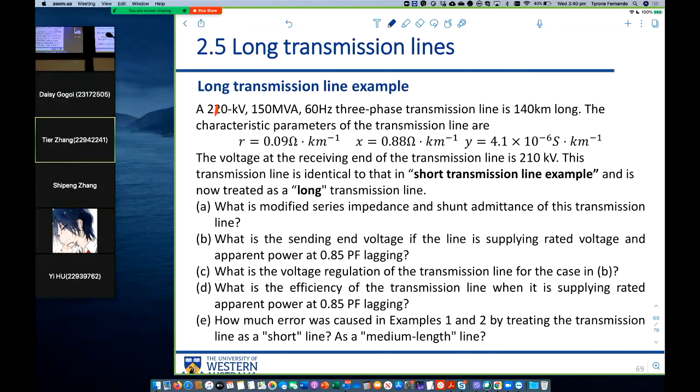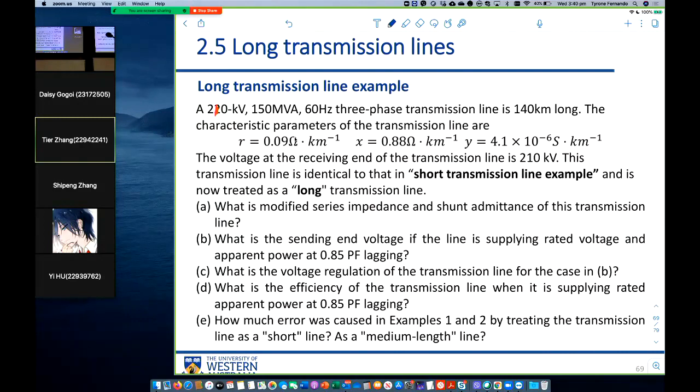Again, the series resistance per kilometer is that many ohms. The inductance value per kilometer is given as the X value. This is the X value, so it's been multiplied by omega L, multiplied by omega, so it's in ohms. And then you have the Y value, 4.1 times 10 to the negative 6, again per unit length.